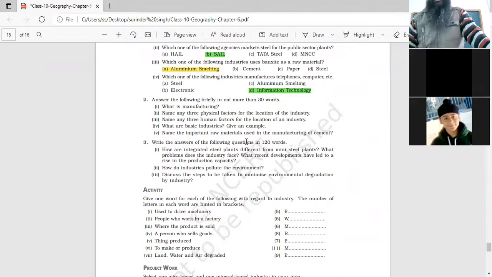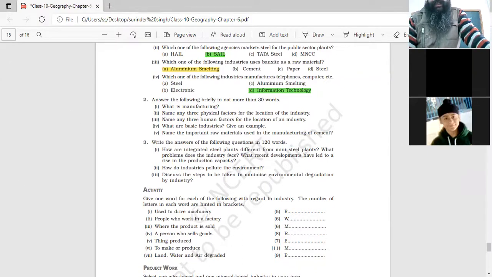How do the industries pollute the environment? All five forms of pollution: water pollution, land pollution, noise pollution, air pollution, thermal pollution, you have to explain in this question.